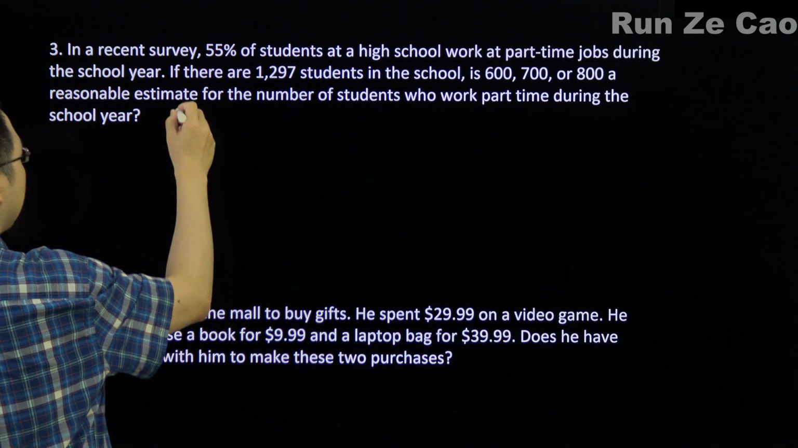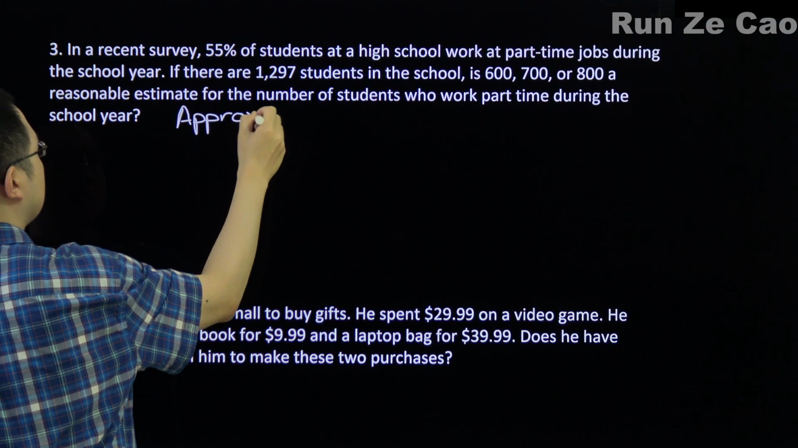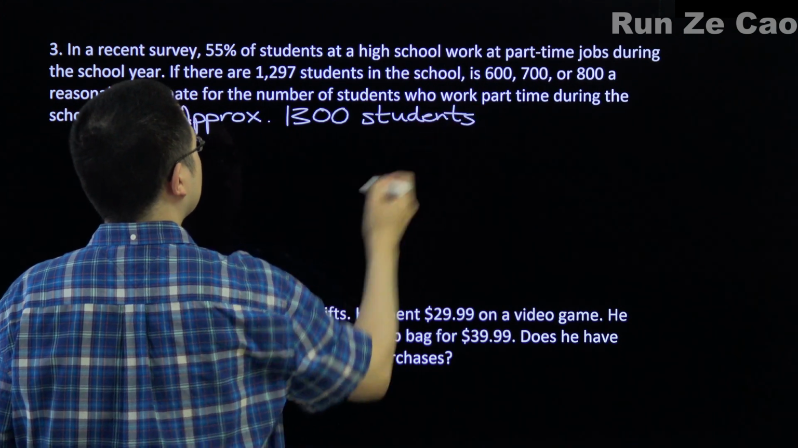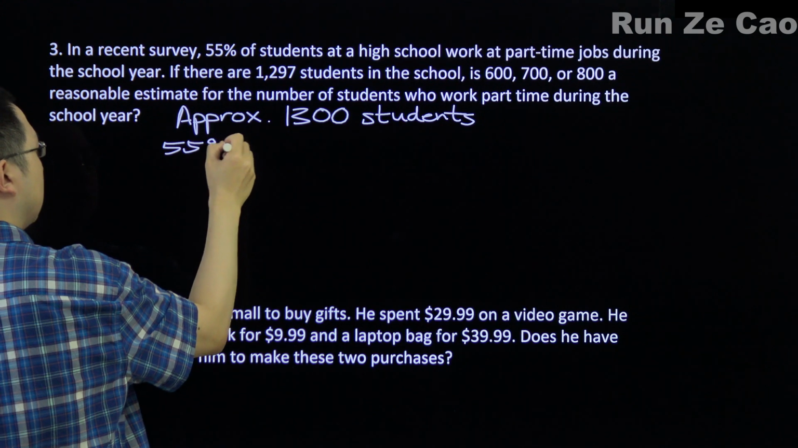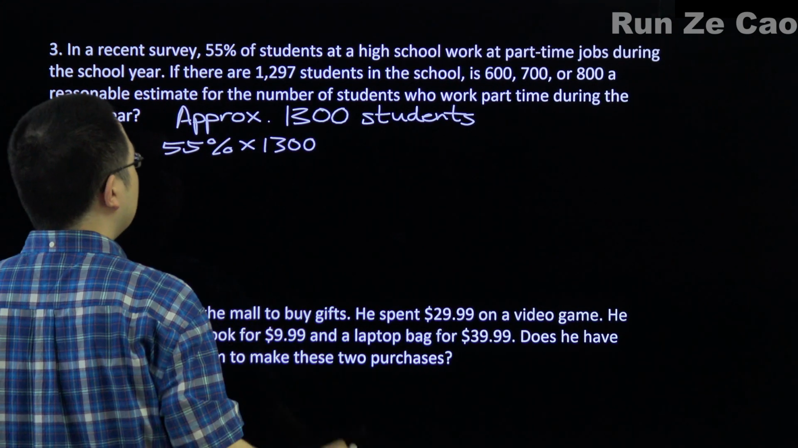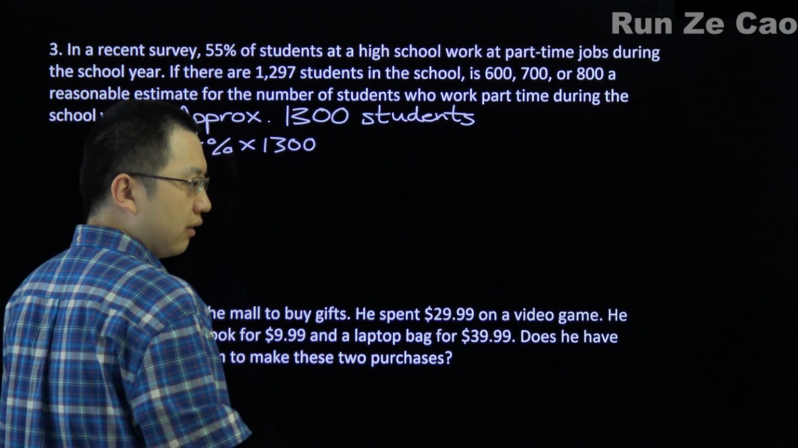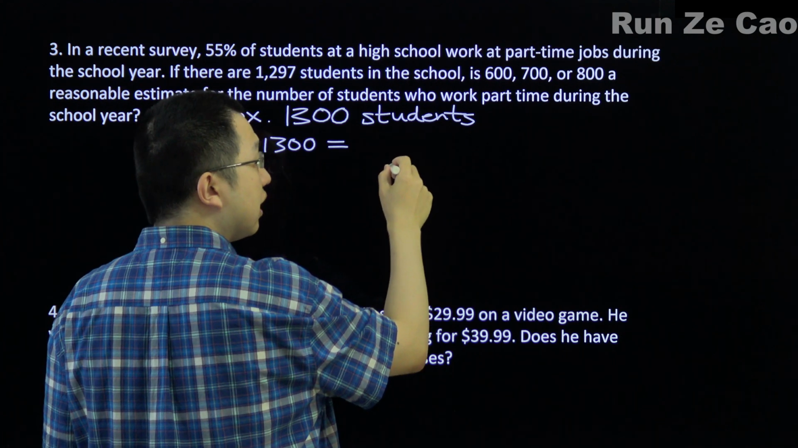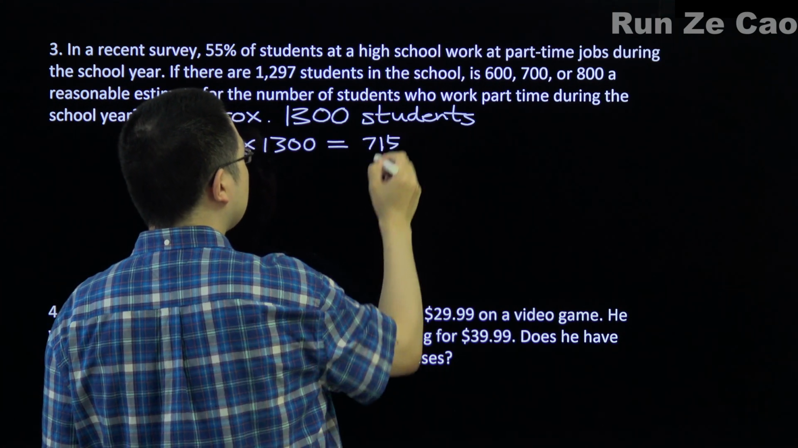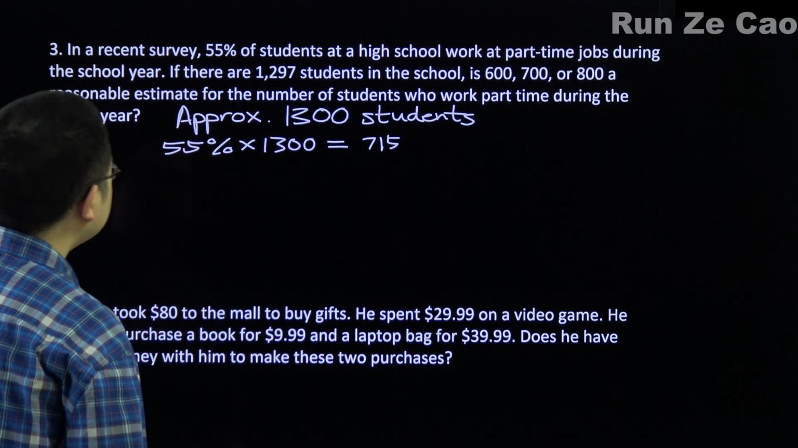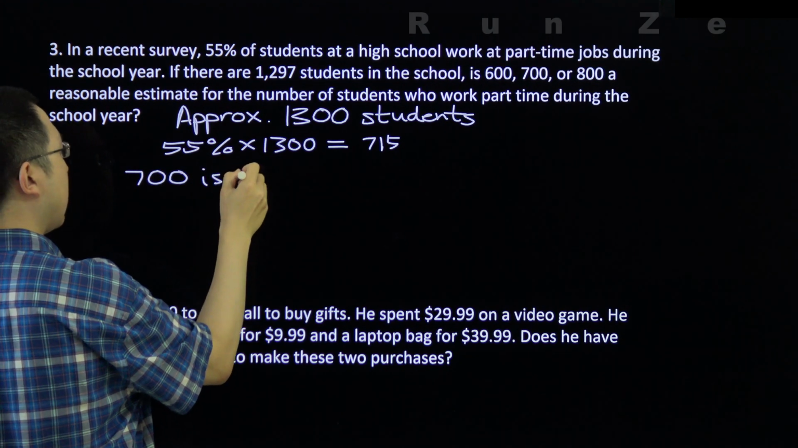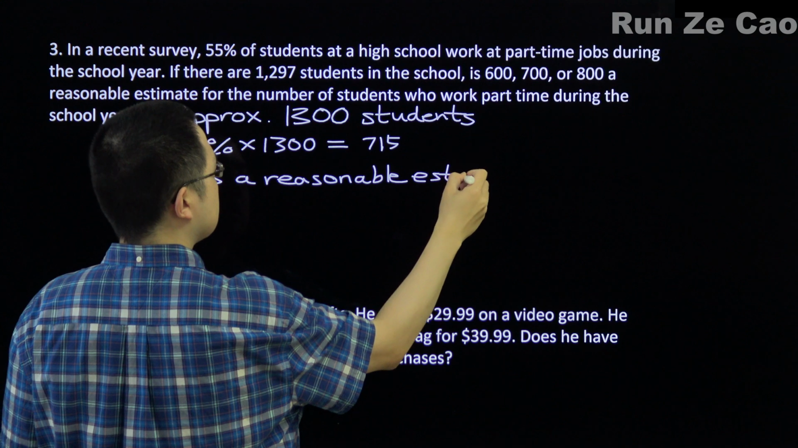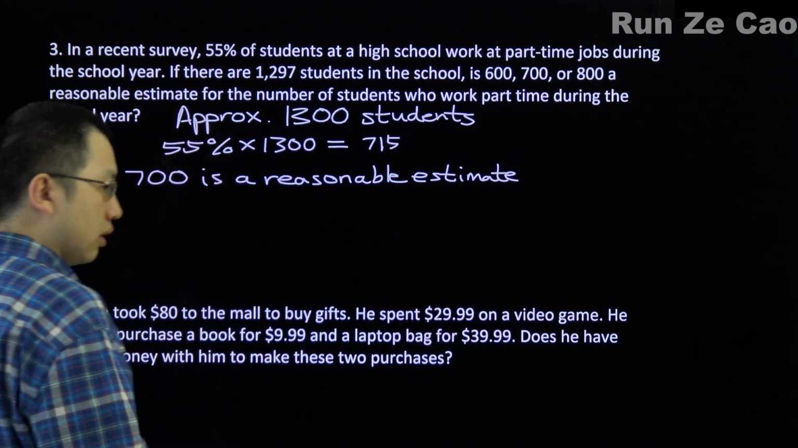Well, we're looking at approximately 1,300 students. 55% by 1,300. Look, 50% times 1,300 is 650. So 55% by 1,300 has got to be 650 plus 65, or 715. So 700 is a reasonable estimate. Oh, estimate. Okay.